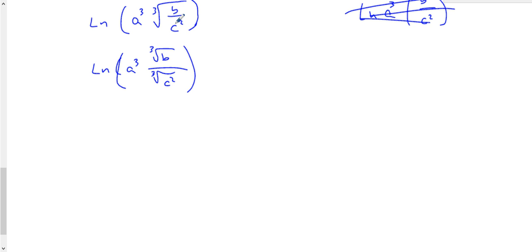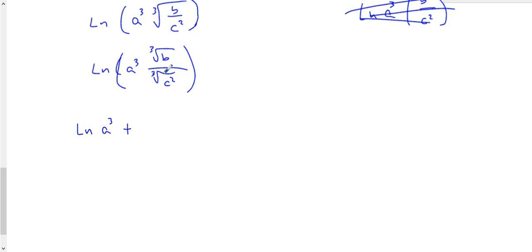So I like to go ahead and split this up because eventually you're going to split this up anyway, so it may as well be done at the beginning. So now I have three expressions. I have natural log of a cubed. That's multiplication, so this is going to change to addition.